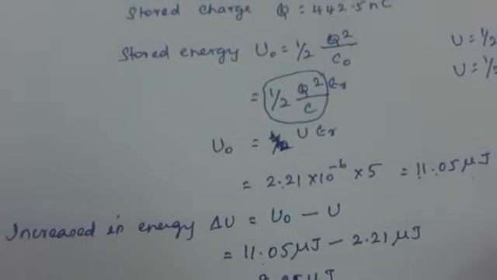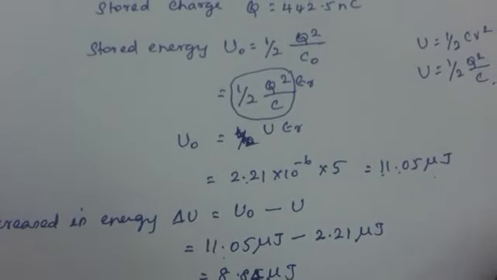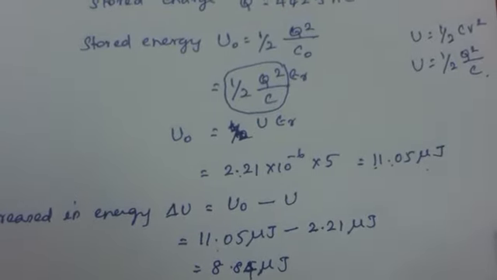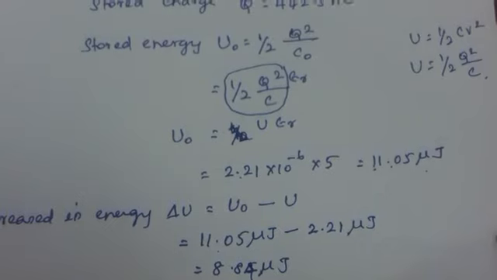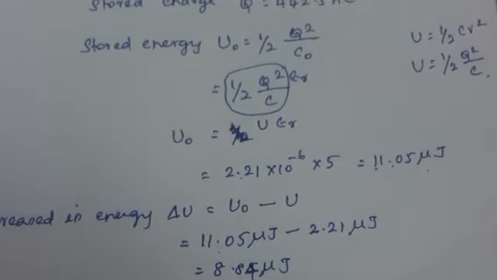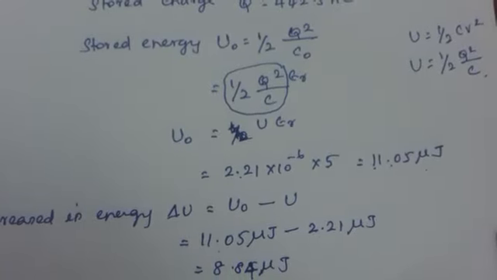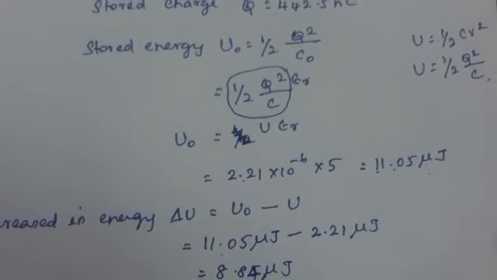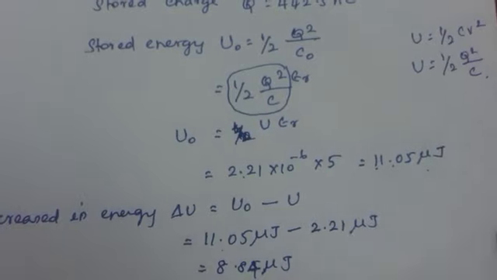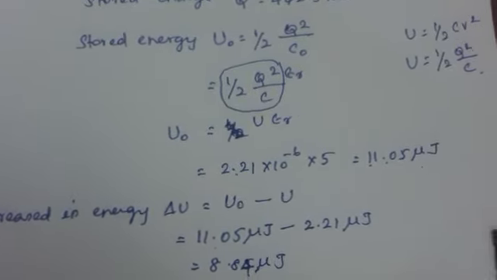So when a dielectric is removed, it experiences an inward pulling force due to the plates. To remove the dielectric, you have to do some work. That work is stored as additional energy. So how much extra energy have we spent to remove the dielectric? To remove the dielectric, we have spent 8.84 microjoules.